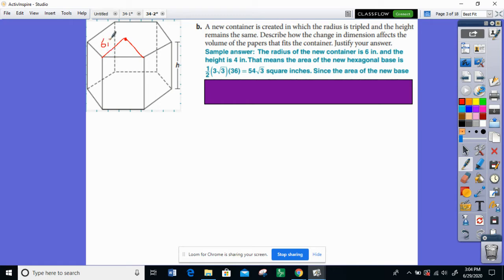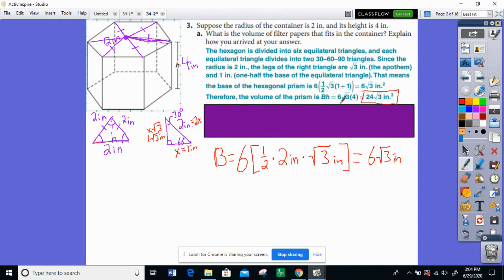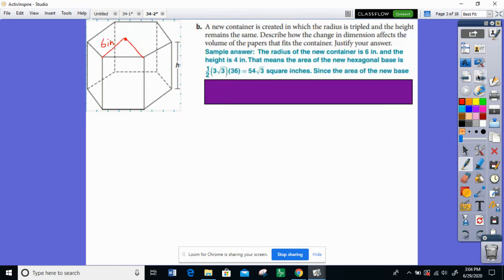Now, if the radius is 6 inches, let's go back and look at how we got this area for the base, right? We still have 6 congruent equilateral triangles, but now it's going to change how we set up our 30, 60, 90 triangle. See, now when we set this up, it's still a 30-degree angle there and a 60-degree angle at the bottom. But if this length is 6 inches and that's a length of 2x, well, now our x is going to be 3 inches, and our x times the square root of 3 is going to be 3 times the square root of 3 inches.